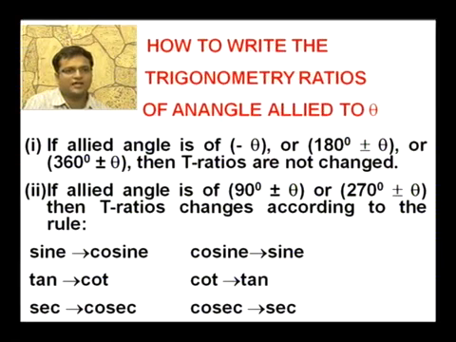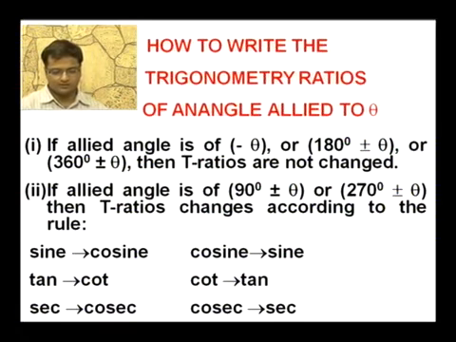But if the allied angle is of 90 degree plus minus theta or 270 degree plus minus theta, then trigonometry ratios change according to the rule. Sine will change into cosine and cosine will change into sine. Tangent will change into cot and cot will change into tangent. Secant will change into cosecant and cosecant will change into secant. That means put on and take off co: sine, cosine, cosine, sine.